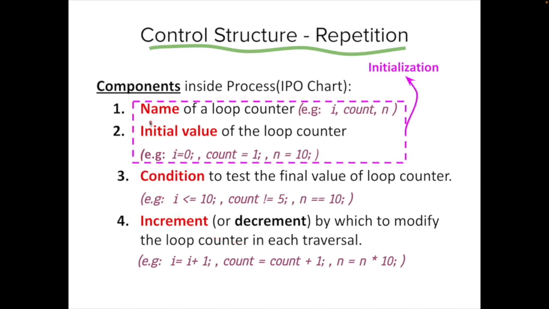Kalau you perasan, the first 2 components yang mention dalam list ni, name dengan initial value, this is what we call initialization. It means kita cari satu variable yang kita boleh represent loop kita. Kenapa ada perkataan counter ni? Formal term, kita akan panggil loop counter. So kena familiarize yourself with this term.